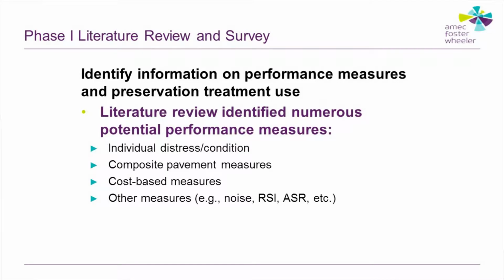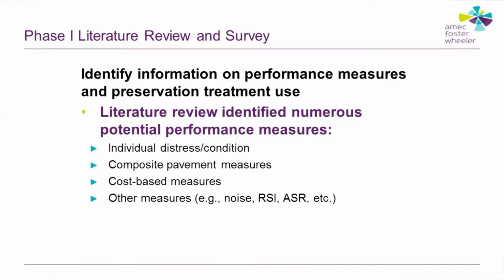The first one focused on the identification and the evaluation of performance measures. This phase began with a literature review. And from that literature review, we found an incredible number of performance measures available there. We grouped them into four general categories.